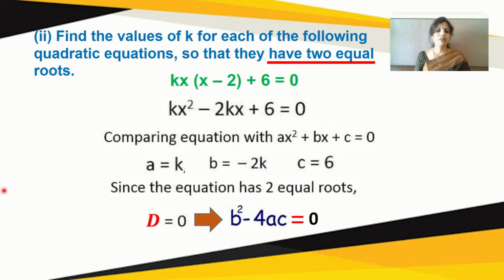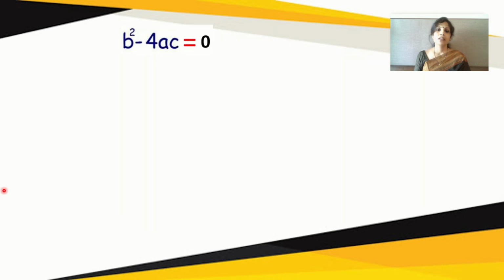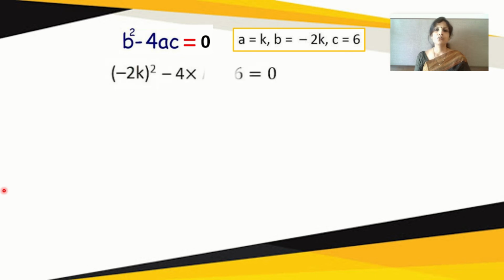So now it is simple. We just have to substitute the values of a, b, c and just check out whether we are getting the value of k. So let us do that. We have the values of a, b, c like this. So minus 2k the whole square, minus 4 into k into 6 is equal to 0. Minus 2k the whole square is 4k square, minus 24k is equal to 0.